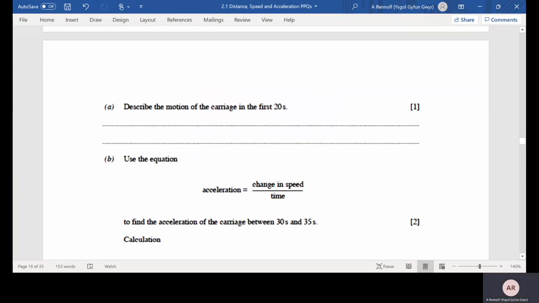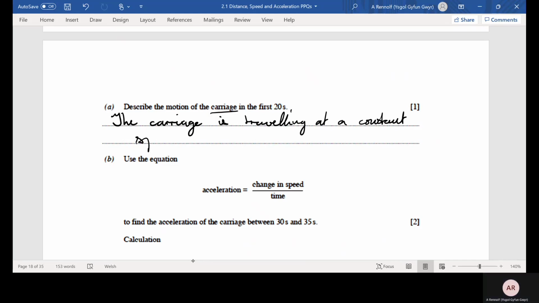Describe the motion of the carriage in the first 20 seconds. Well, like we said when we were interpreting what's on the graph, the vehicle, we'll use the word in their question, the carriage is traveling at a constant speed. Let's just give them a little bit of detail. Constant speed of 5 meters per second.